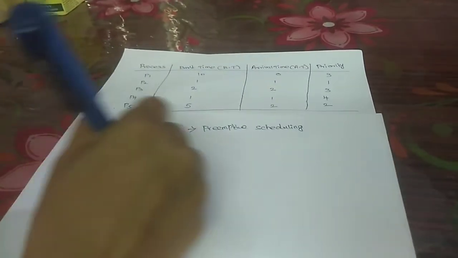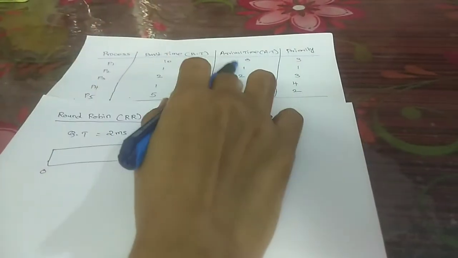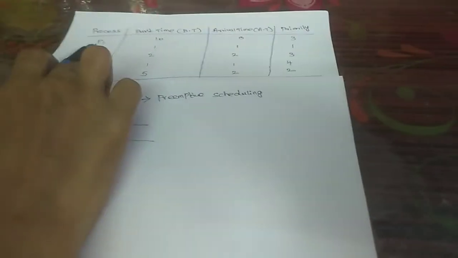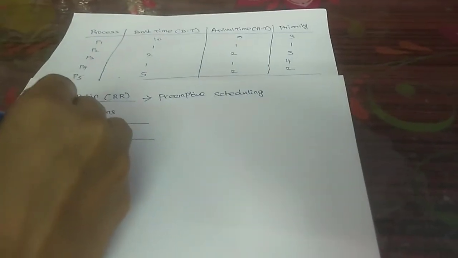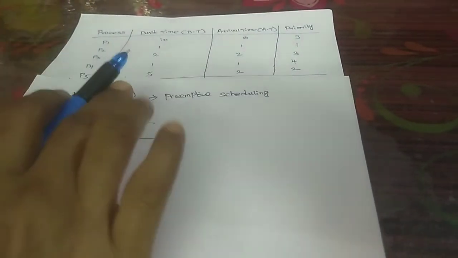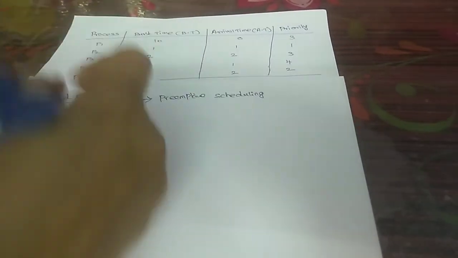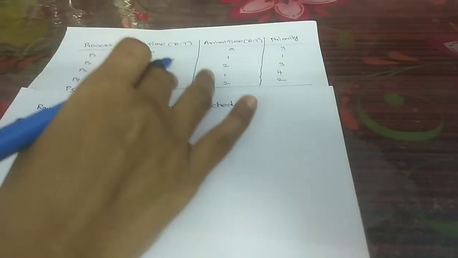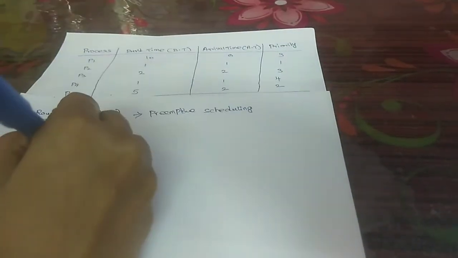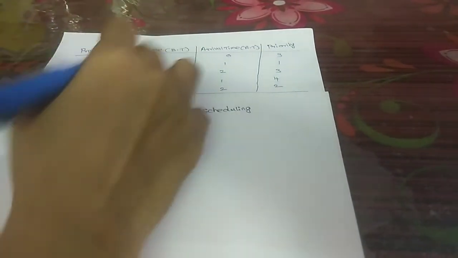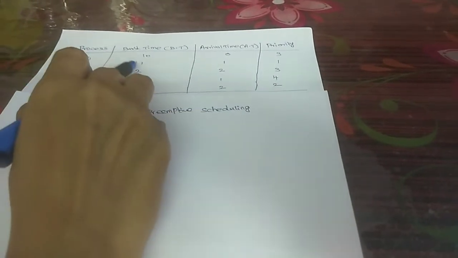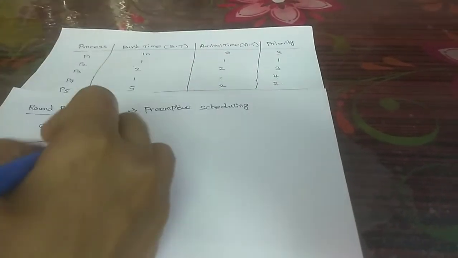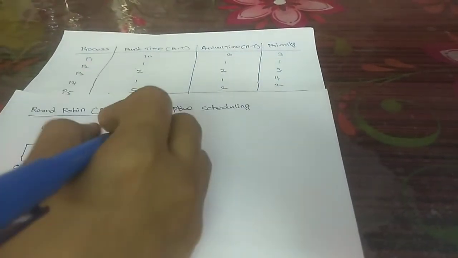First, we are going to draw the Gantt chart. At arrival time 0, process P1 will be entering. What is the quantum time? 2. So it is going to cut the execution every 2 milliseconds in the processor. So P1 enters and executes for 2 milliseconds. Next it cuts process P1. Again P2 enters, because the burst time of process P2 is only 1, so it executes only 1 millisecond in the processor.